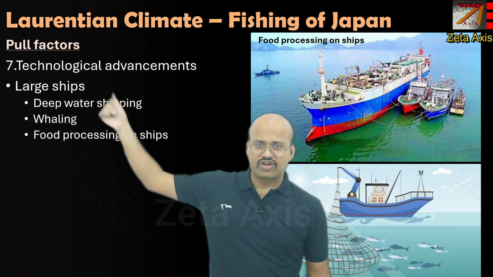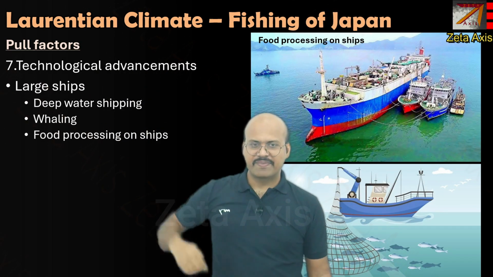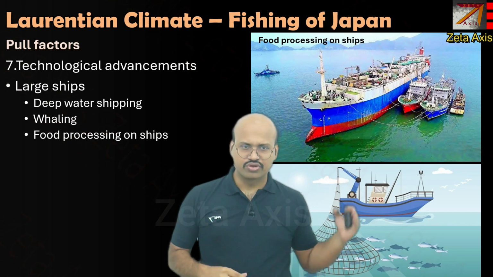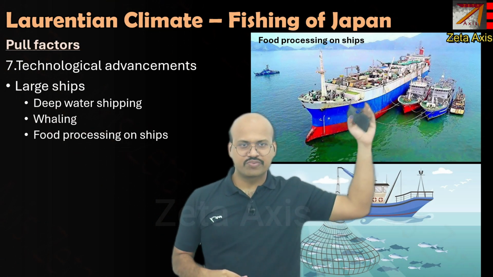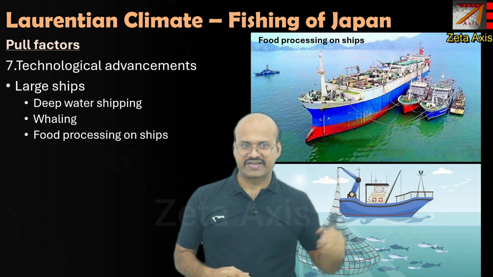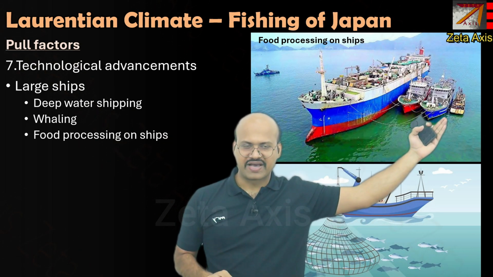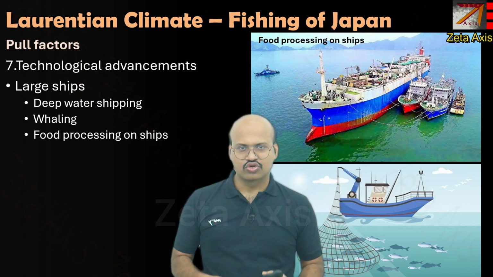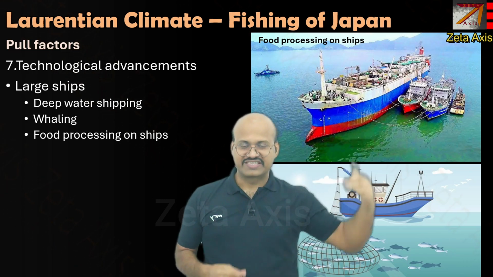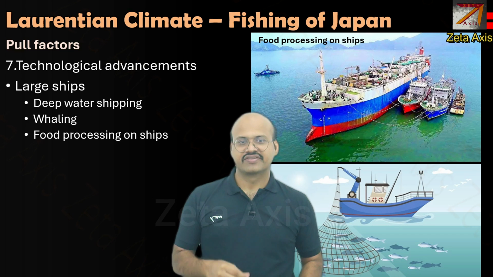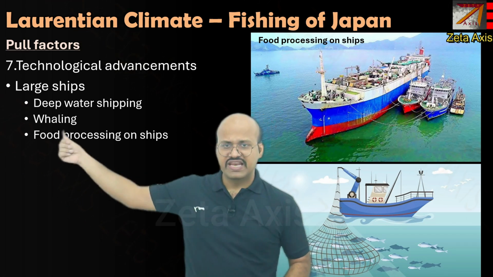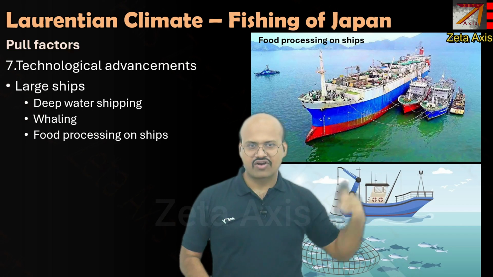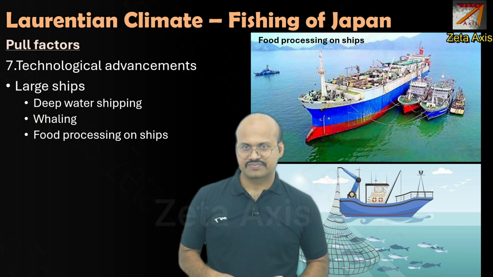Then there is technological advancement. The Japanese fishing industry is one of the most advanced fishing industries. There are boats where the whole fish processing industry is located on the ship. The fish are caught by smaller ships, brought onto this ship, processed, and directly sent to the market from this ship. It saves time and provides very fresh fish. Even whaling is done. Whale hunting is also an important part of the Japanese fishing industry.